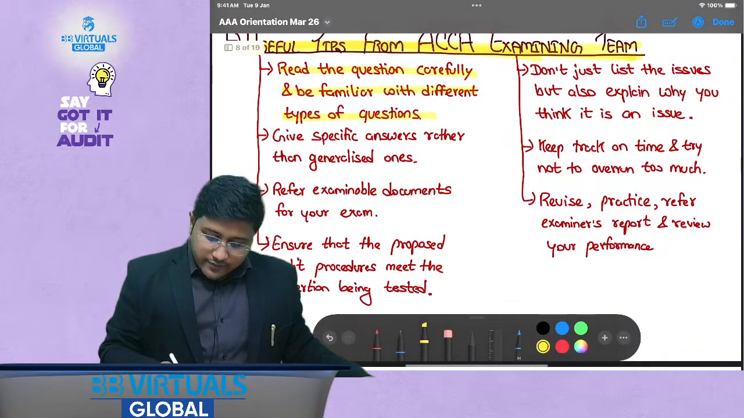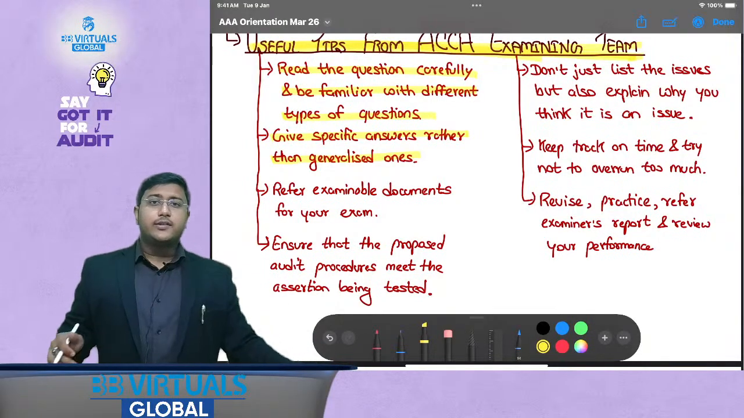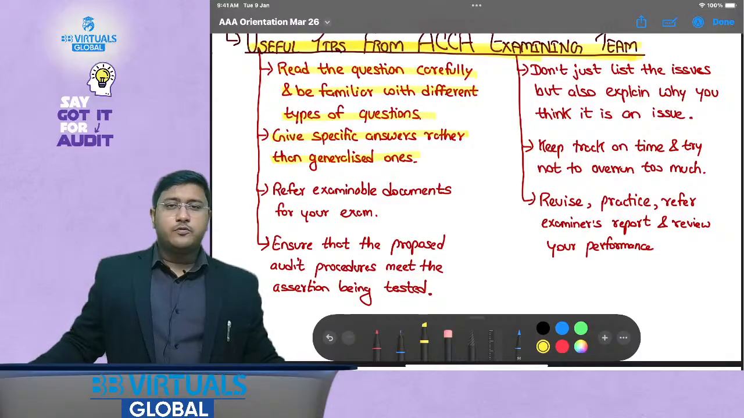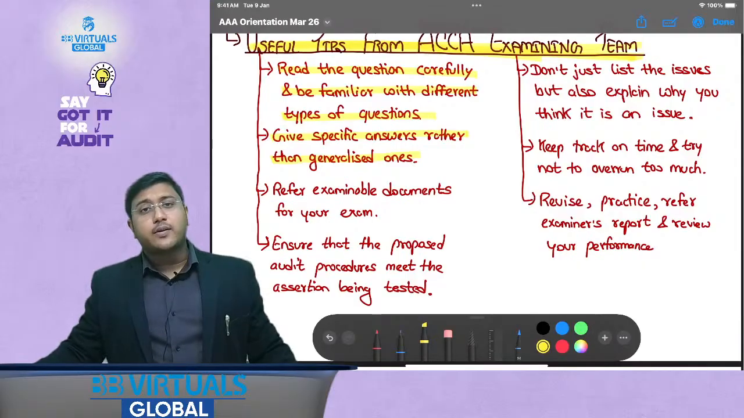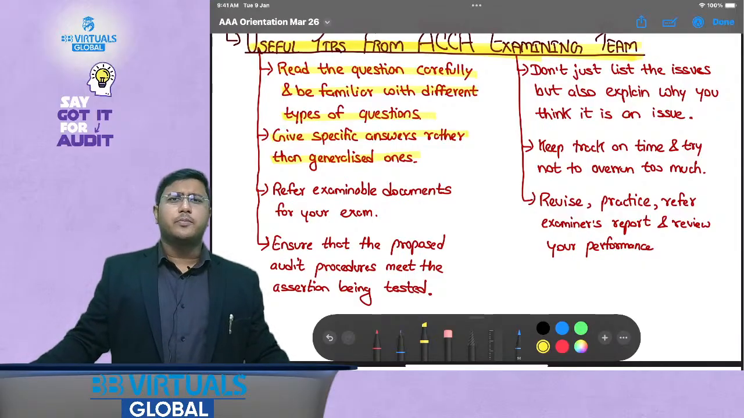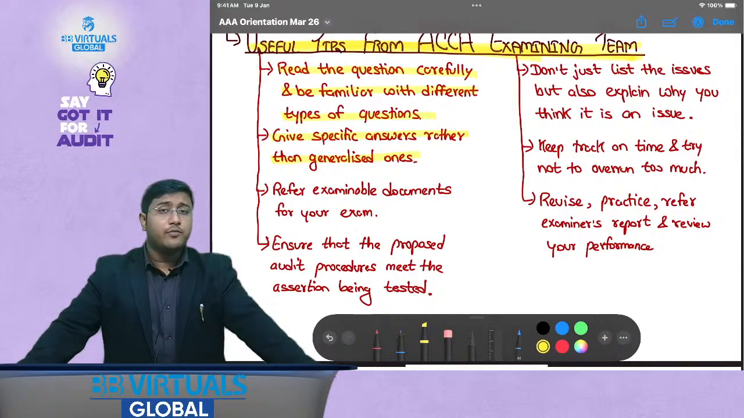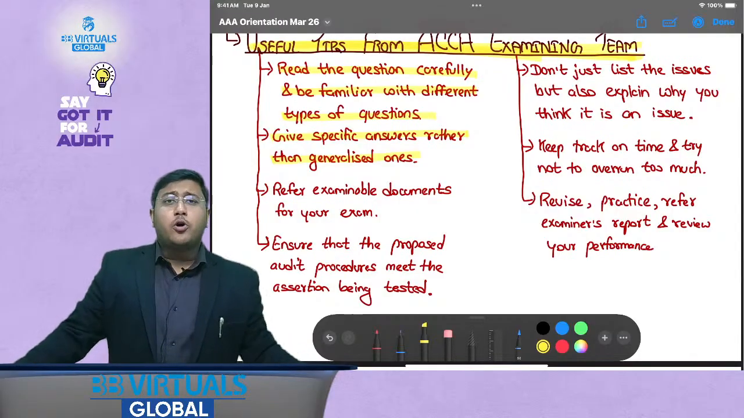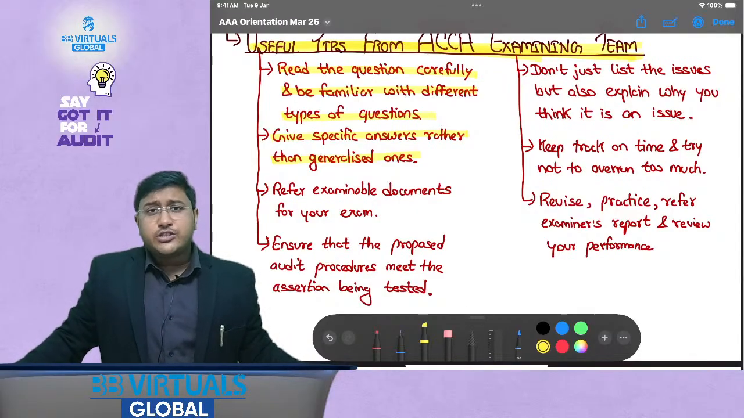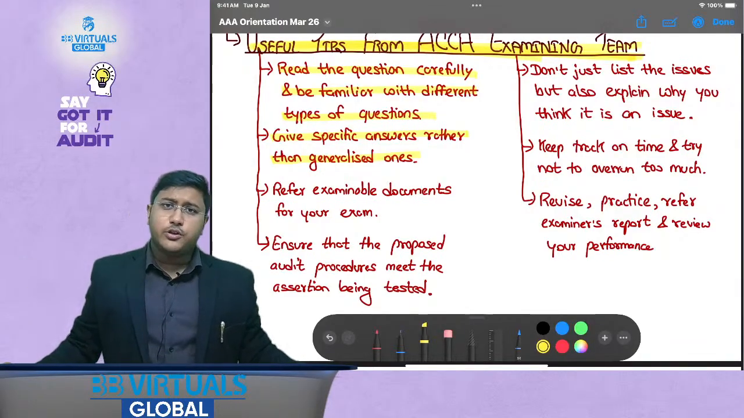Now, give specific answers rather than generalized ones. A lot of students make this mistake that they write that the auditor will verify the physical asset. Now this is not a proper answer. What will the auditor verify? The auditor will verify the supporting documents. That kind of answer is not expected at AAA level. At AAA level, you need to be very specific: the auditor will verify the invoice and will test the invoice date to identify whether it is booked in the current period or not. Now this is a very complete answer, right? I'll repeat. The auditor will obtain the invoice and will check whether the invoice date is booked in the correct year or not using the cutoff principle.